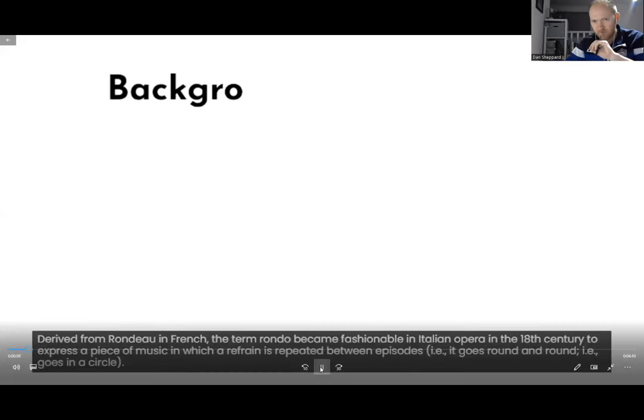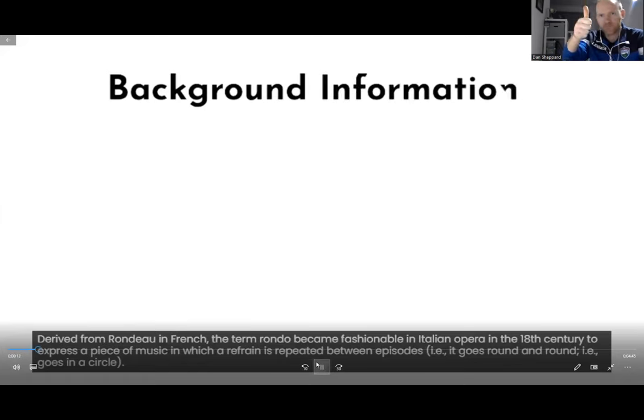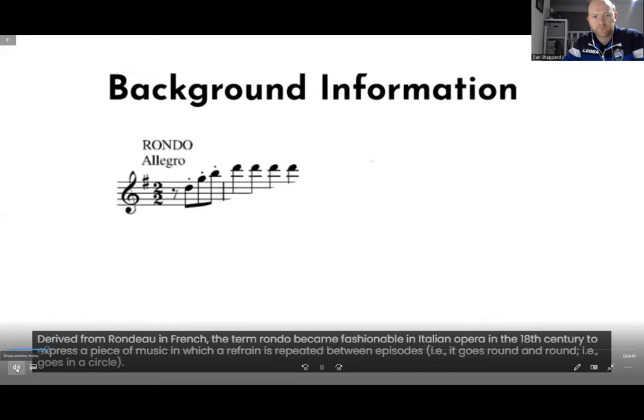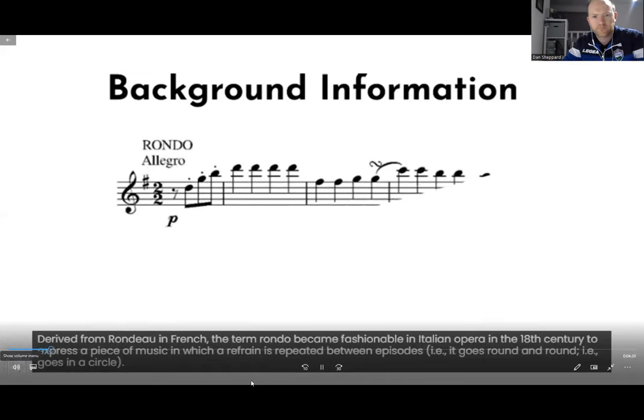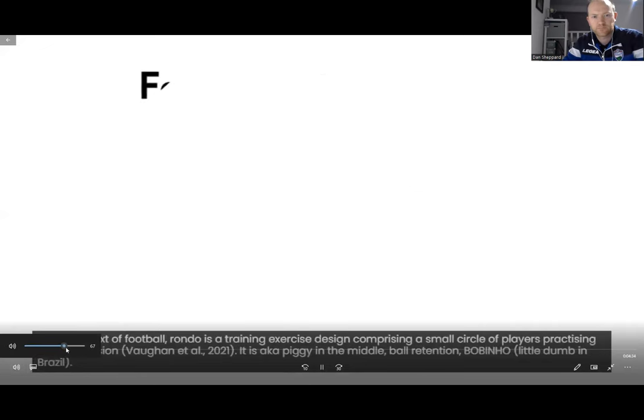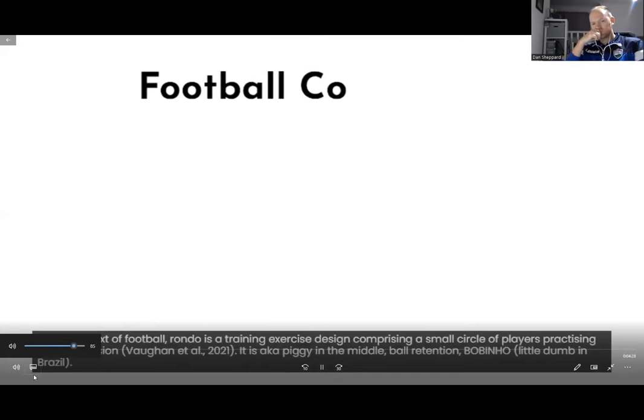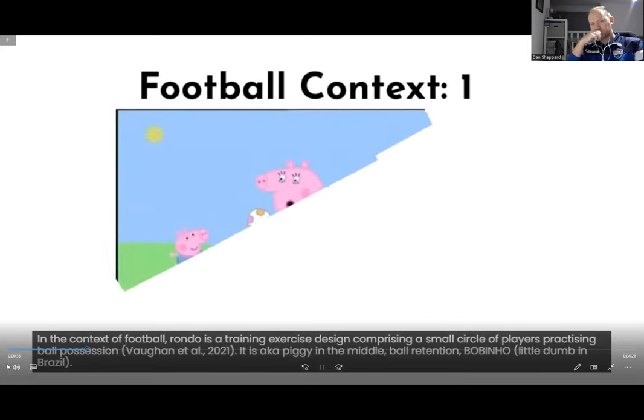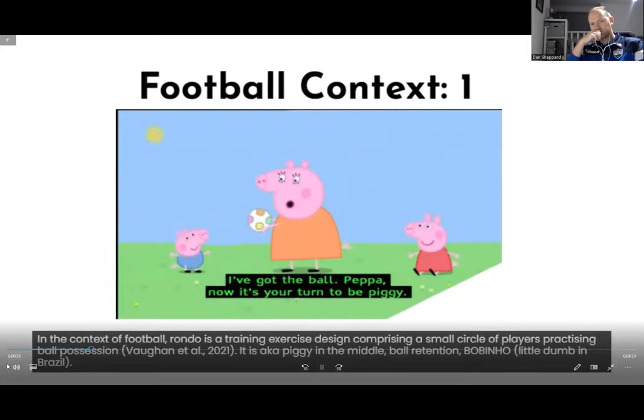Derived from Rondo. The term Rondo became fashionable in Italian opera in the 18th century to express a piece of music in which a refrain is repeated between episodes. That's it. It goes round and round, or goes in a circle. In the context of football, rondo is a training exercise design comprised of a small circle of players practicing ball possession. It is also known as pig in the middle, ball retention, or bobinho in Brazil.